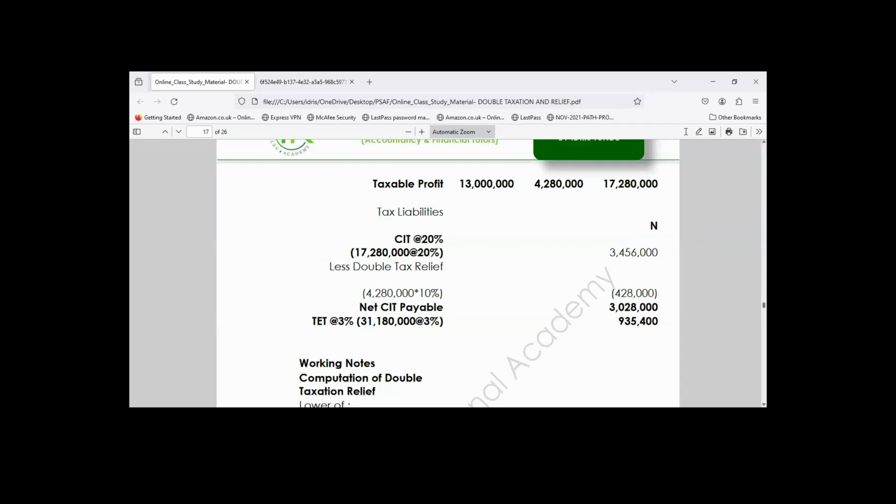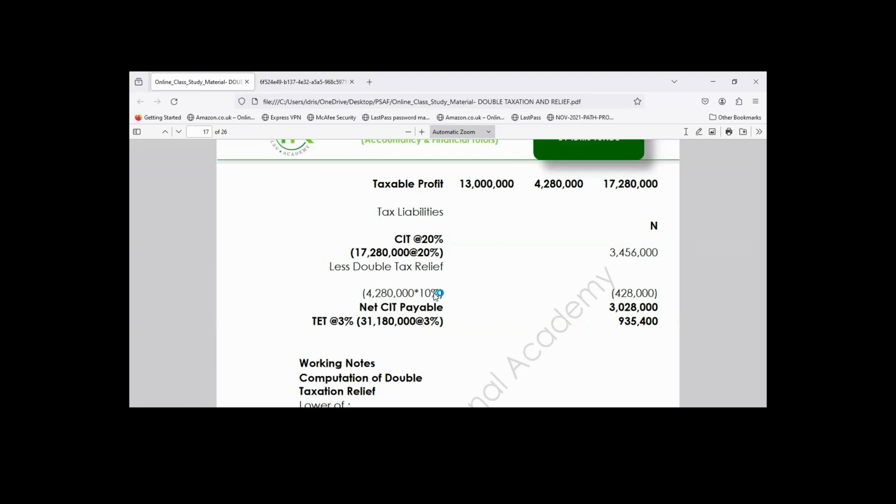Okay. So if there is an agreement, they will give us the double taxation tax rates. Instead of using this 10%, the rate given to us is what we are going to use.